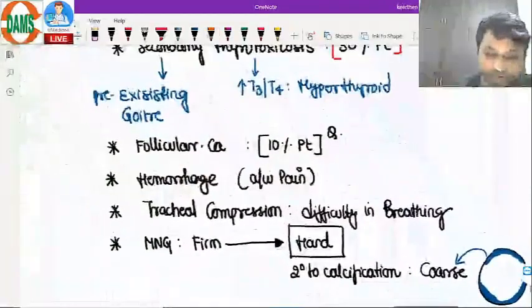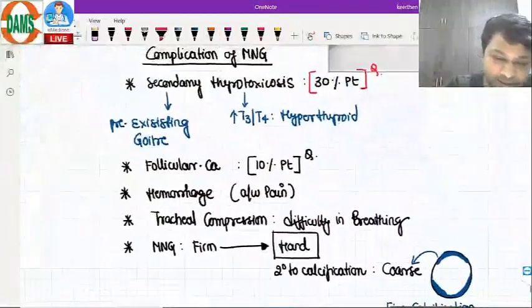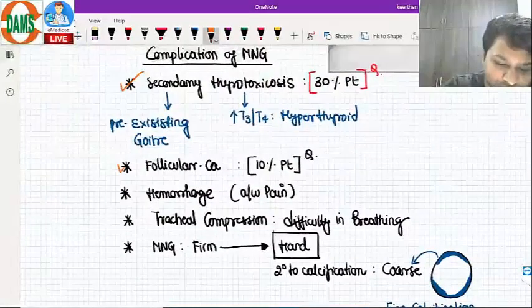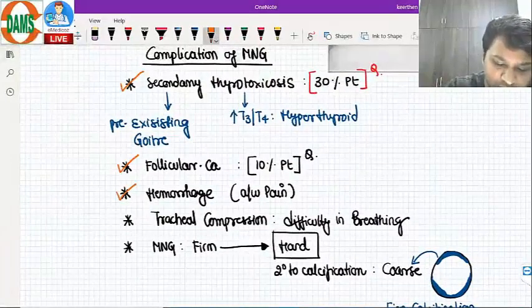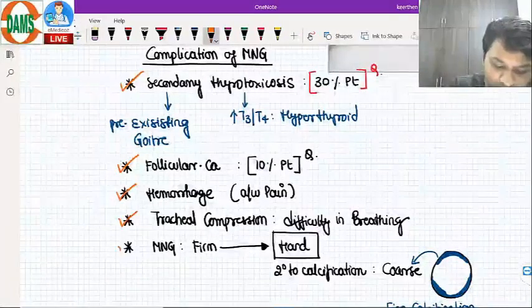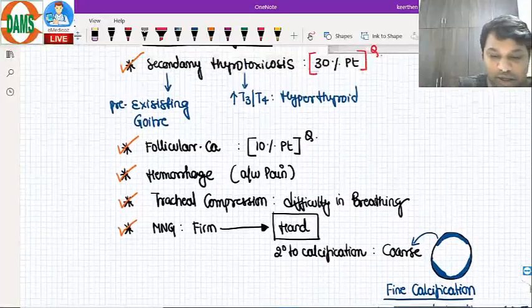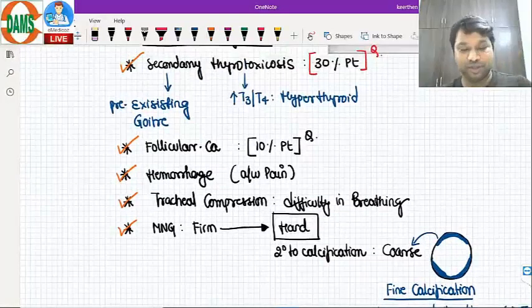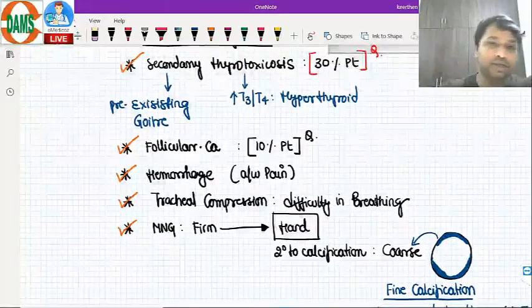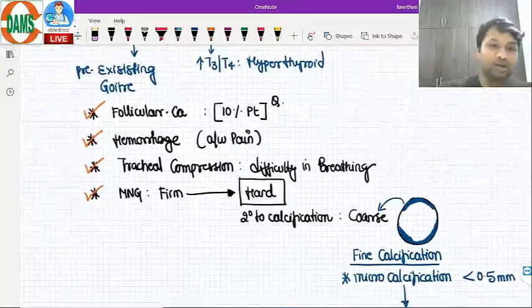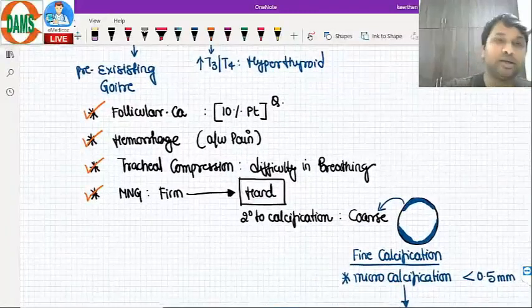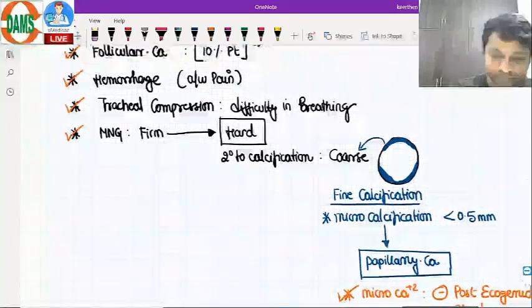So coming back to the complications: number one is secondary thyrotoxicosis, then follicular carcinoma, hemorrhage, tracheal compression, and a calcified or hard nodule. These are the complications associated with multinodular goiter. Right?